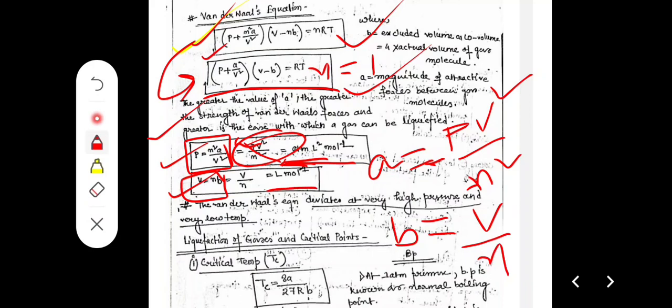The van der Waals equation deviates at very high pressure and low temperature. So, liquefaction of gases and critical points, that should be critical temperature Tc.